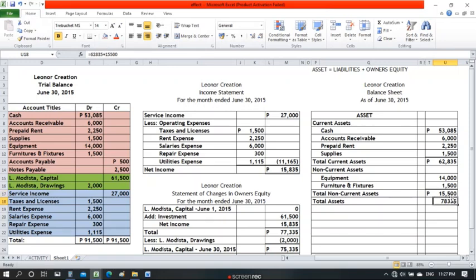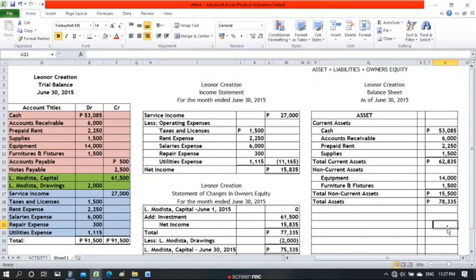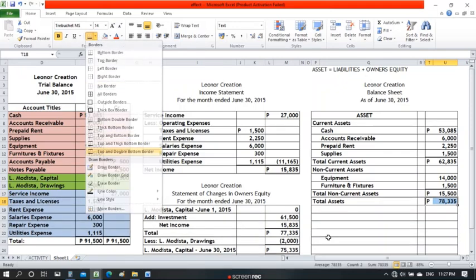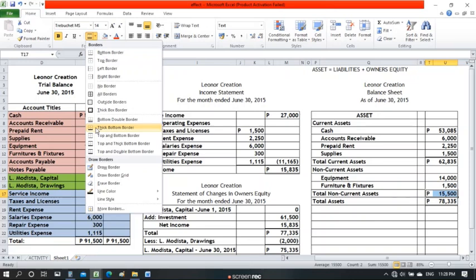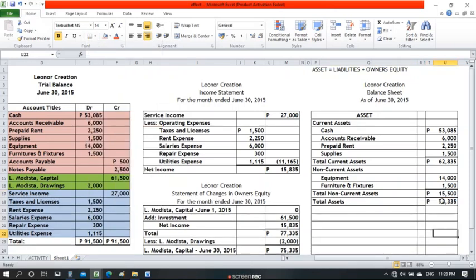So 78,335. That is your total assets. Put a line because you are getting a total amount. The total asset amount should have a double rule. Do not forget, the figures or amounts that need a double rule. So now you have the amount for the asset. That should be the same as the amount of liabilities and owner's equity.